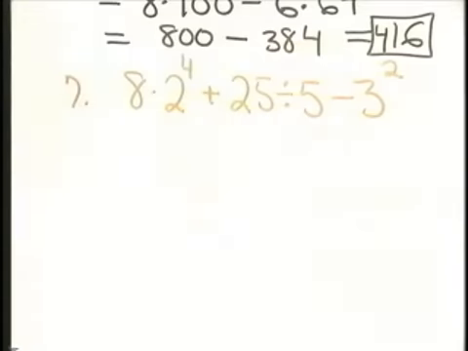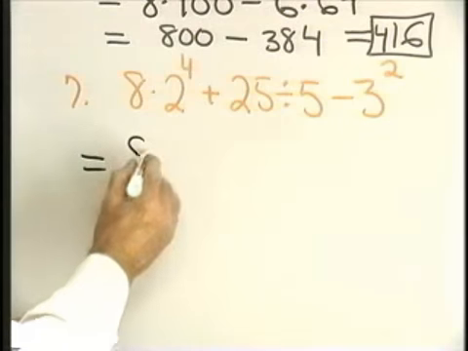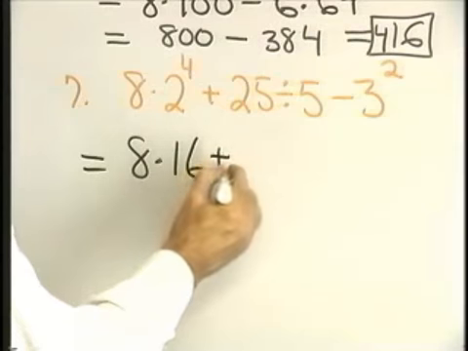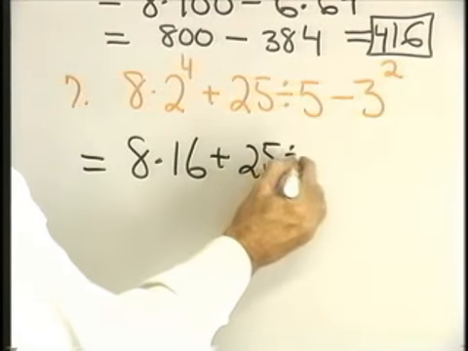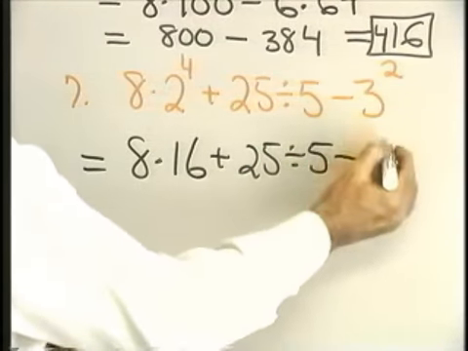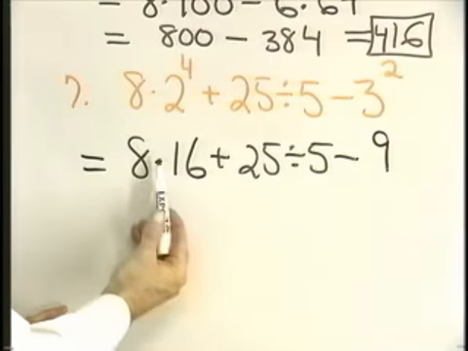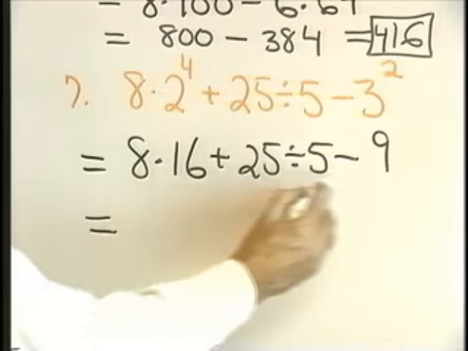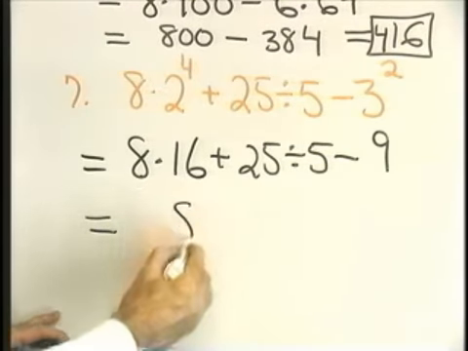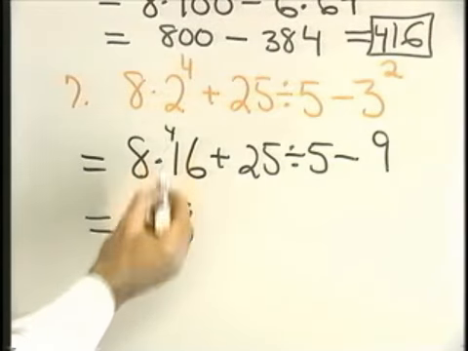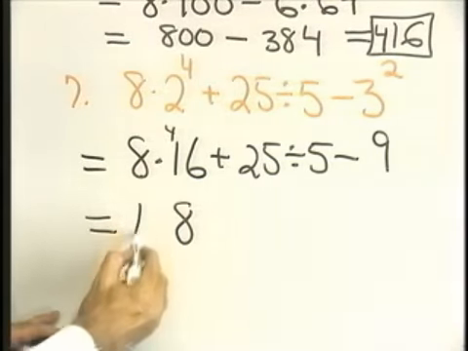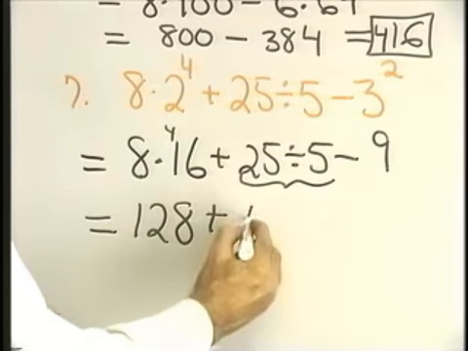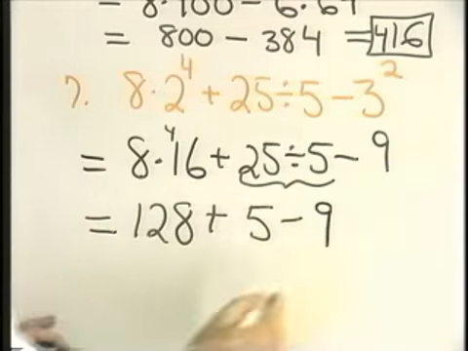Here's another problem. Again, I want to do my exponents first. 8 times 2 to the 4th power, we already did that and got 16, plus 25 divided by 5 minus 3 to the 2nd power is 9. So now I'm left with multiplication, addition, division, and subtraction. So I'm going to multiply and divide left to right. 8 times 16, 8 times 6 is 48, carry the 4. 8 times 1 is 8, and 4 is 12. Plus 25 divided by 5 is going to be 5 minus 9.